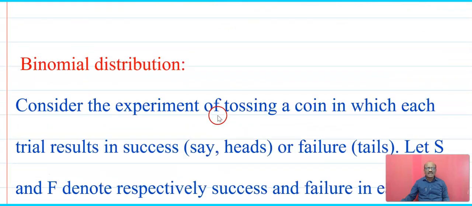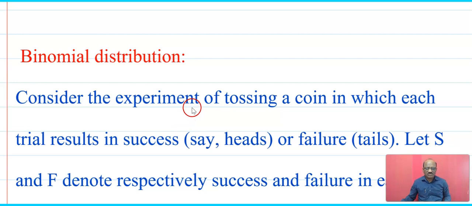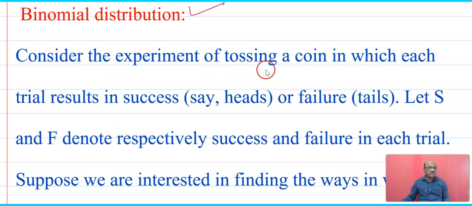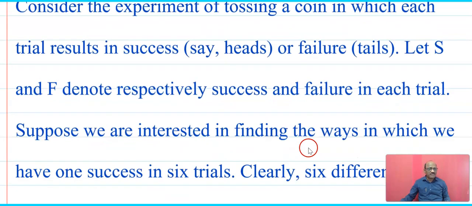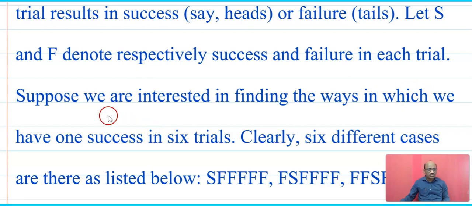Okay, next, binomial distribution. This is the name of the chapter, binomial distribution. Consider the experiment of tossing a coin in which each trial results in success, say head. If there is a head, then it is called a success, or if tail, then it is a failure. Let S and F denote respectively the success and the failure in each trial. Suppose we are interested in finding the ways in which we have one success in 6 trials.